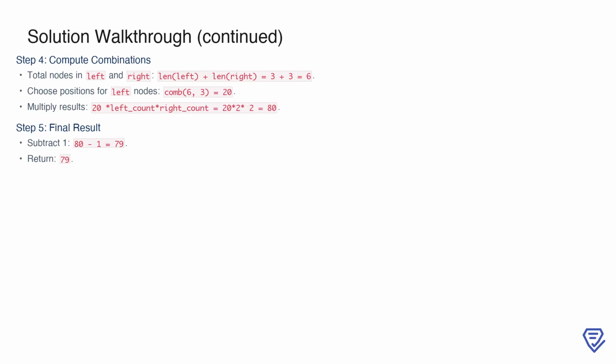To determine the number of ways to position the left subtree nodes relative to the right subtree nodes, we compute comb(6, 3), which equals 20. Multiplying this by the results of the recursive calls, we get 20 * 2 * 2 equals 80. As before, we subtract 1 to exclude the original ordering, resulting in 80 - 1 equals 79. Thus, the total number of valid reorderings for this example is 79. This completes the computation for the given examples of the problem.